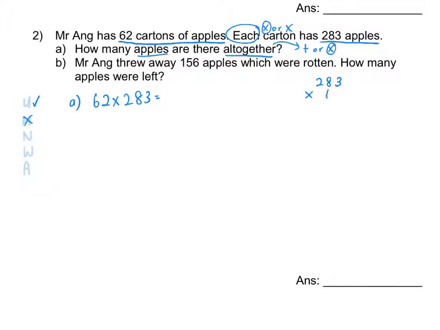283 times 62. So for multiplication, two things we do. First, we label place value chart. Second, we do the listing of what? In this case, we'll do a listing of the 2 times table, which is very easy, all the way until you reach 20. Now, first question, 2 times 3, answer is a 6.